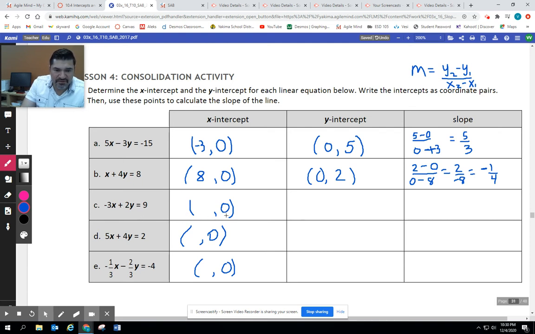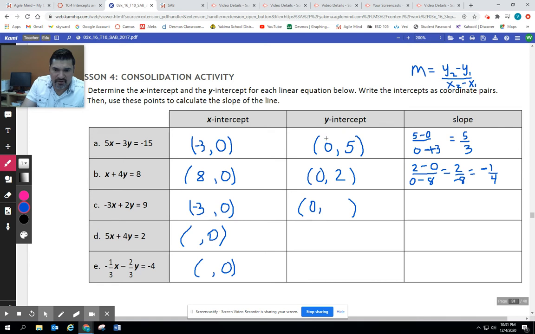Okay, so here the y value is 0, so this right here is going to disappear and have negative 3x is equal to 9. Okay, this is going to disappear. Negative 3x is equal to 9. What's the value of x? Negative 3 times something equals 9. Negative 3 times negative 3 equals 9.